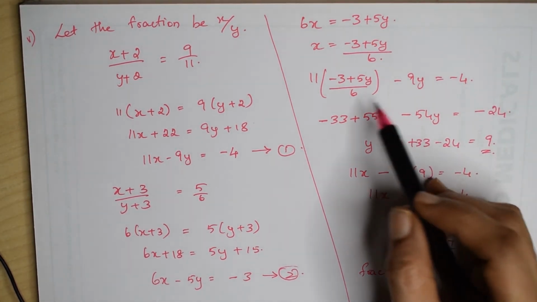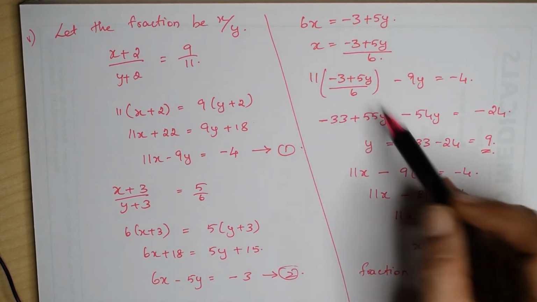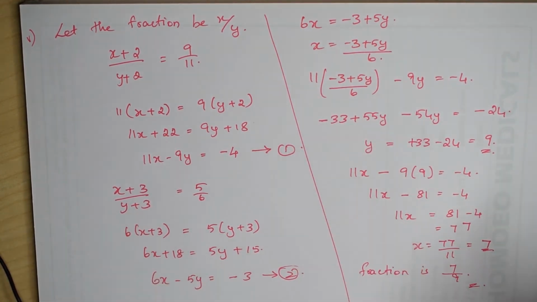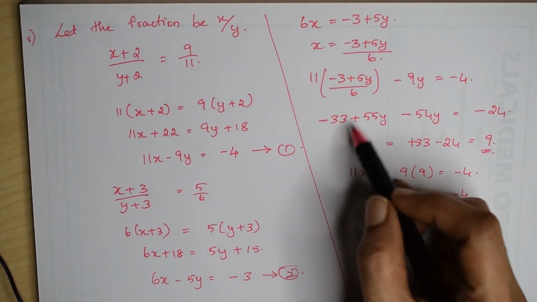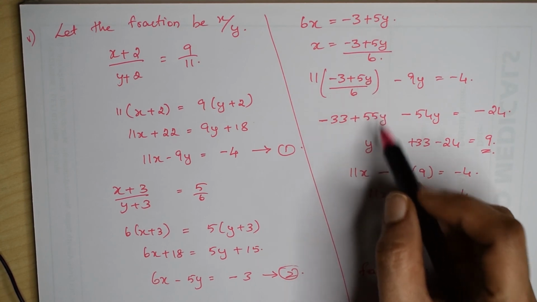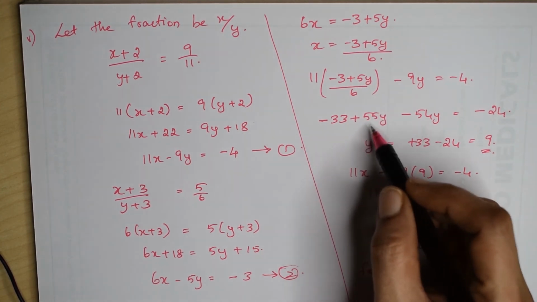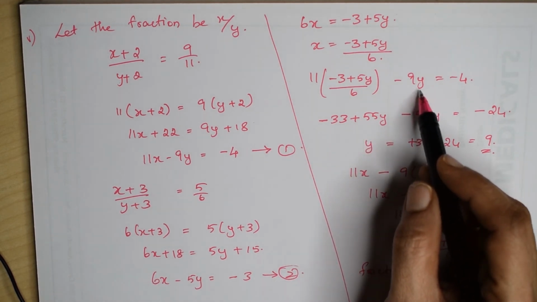When I substitute, I can't cancel 11 and 6 here, okay, 11 is a prime number, so I can't cancel, so I have to solve it fully numerically. So 11 into 3 is minus 33, 11 into 5 is 55y, so minus 33 plus 55y by 6 I have. Here I don't have a denominator, it means it is 1.